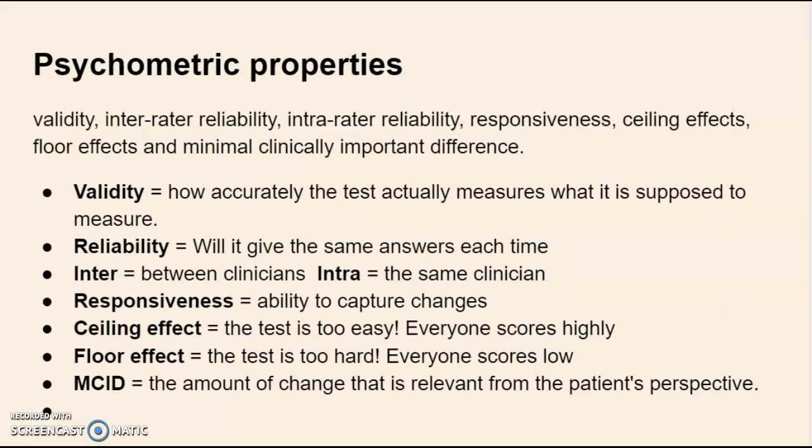So thinking about the psychometric properties of an outcome measure, we're thinking about validity, inter-rater reliability, intra-rater reliability, responsiveness, any ceiling effects, any floor effects, and any clinically important differences. So what is validity? Validity is how accurately the test measures exactly what it's supposed to measure. And reliability is, will it give the same answer each time? It's really important that you know the difference between validity and reliability, so it might be worth making a note now of the difference between the two.